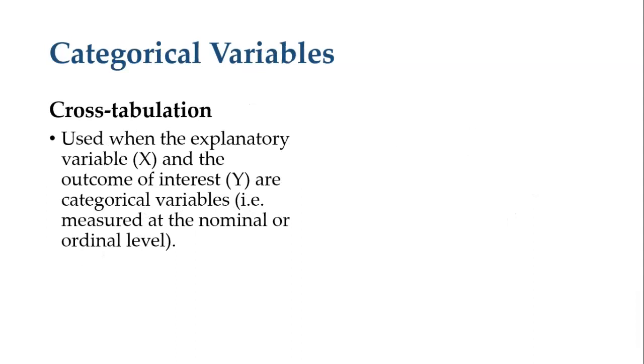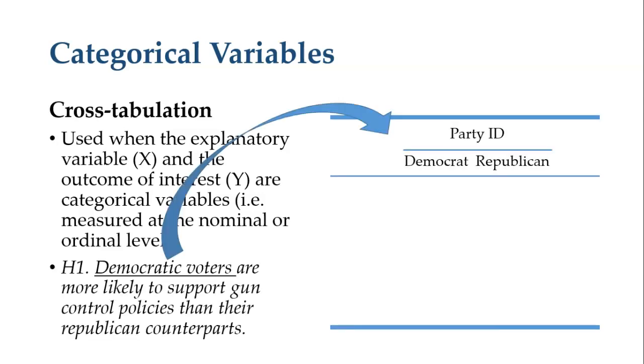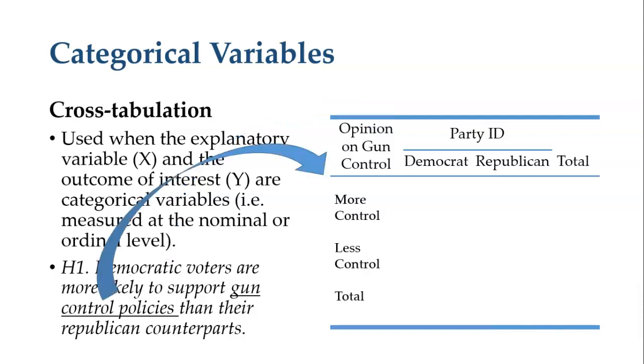Okay? We have different tools in order to analyze these relationships. One of them is the cross-tabulation. The cross-tabs are very useful when you have two categorical variables, when you have independent and dependent variables that are at the nominal or ordinal levels. And basically what you do is you put the range of values of your independent variable to define the columns of your table, and the rows are defined by the potential values of the dependent variable.